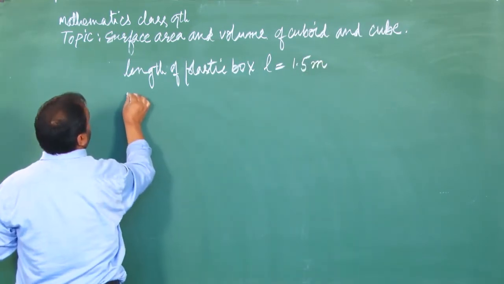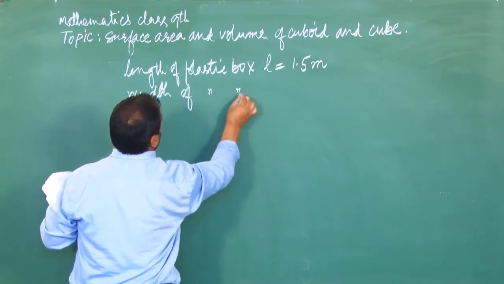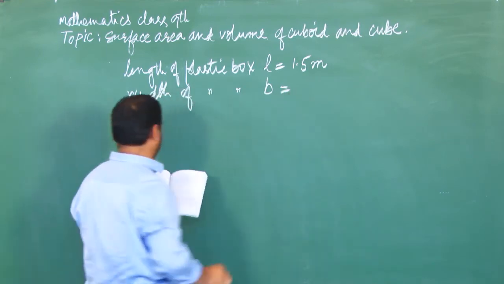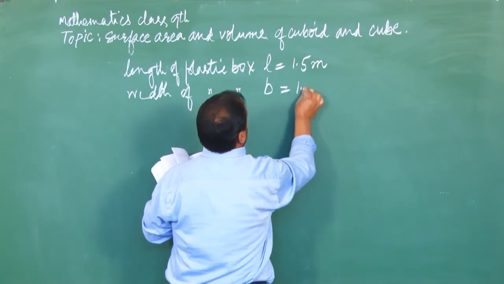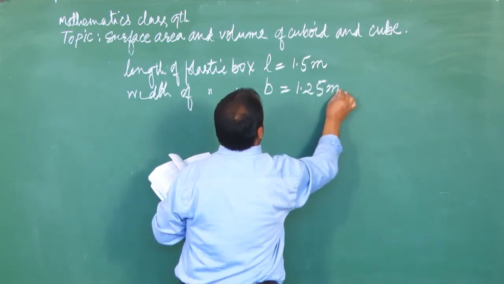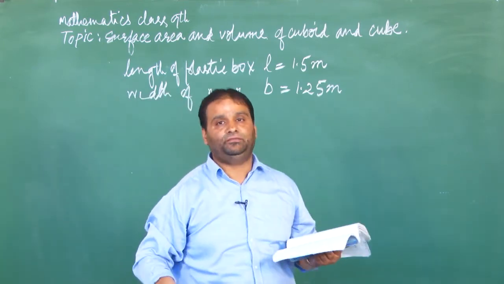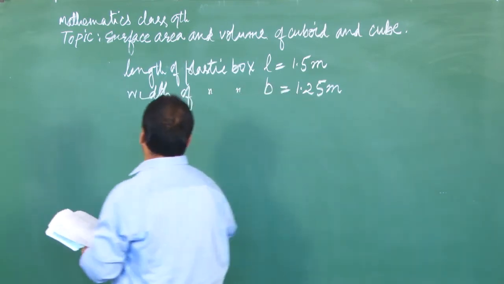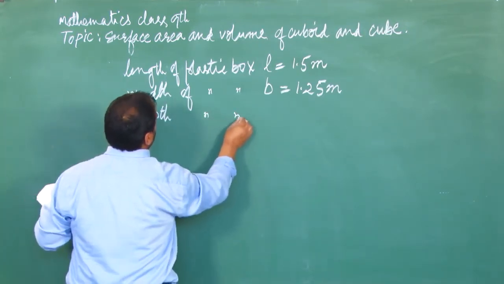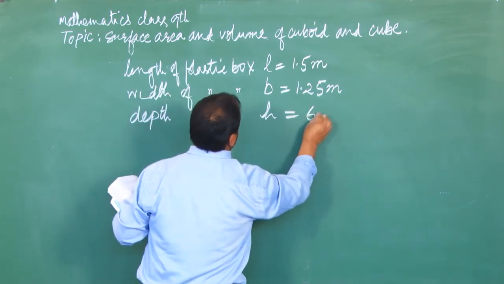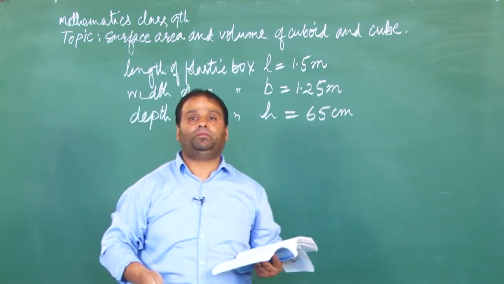And width or breadth means the same thing. Width of plastic box can be denoted by B is 1.25 meters. And it is deep, 65 centimeter. Deep means depth, or height means the same thing. You can write depth of plastic box and you can denote it by letter H. This is 65 centimeter. Now, this is purely an example of a cuboid.